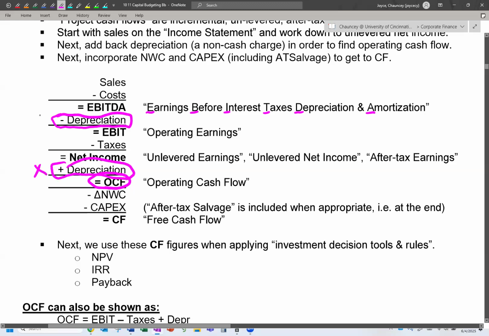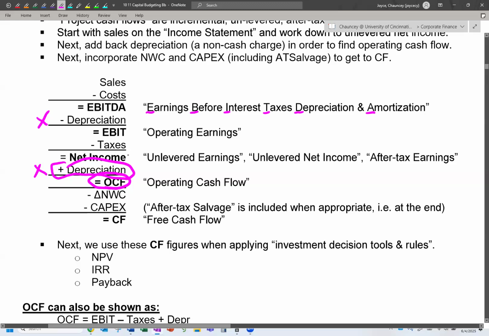It's not fair to say just cancel those two out, you're going to deduct it and add it. The reason is depreciation is a non-cash expense. However, it reduces your taxes. So having depreciation included, deducting it out of EBITDA reduces your operating earnings, which will reduce your tax bill. And taxes are a real cash flow. So depreciation does impact cash flow indirectly.